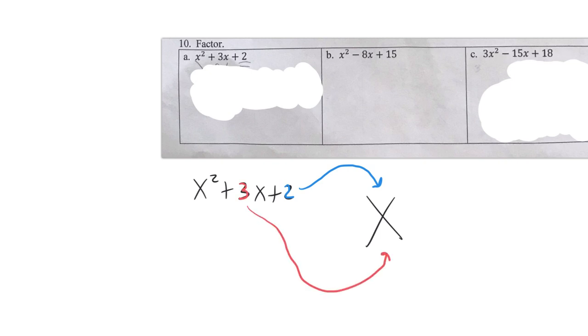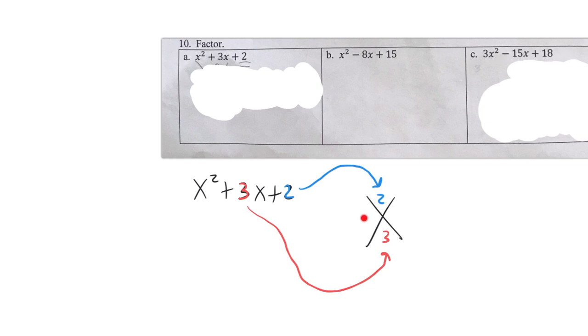Factoring. So the teacher, I noticed, is sort of a fan of using this sort of X strategy, where you put the constant here, and you put the middle coefficient down here. Now, the constant is 2, and the middle coefficient is 3.